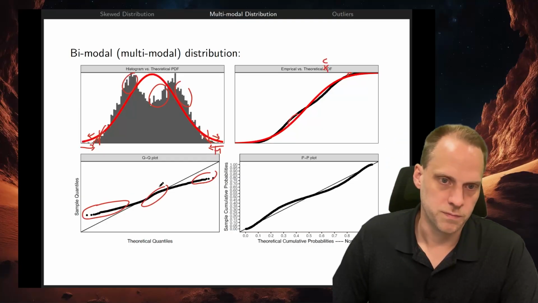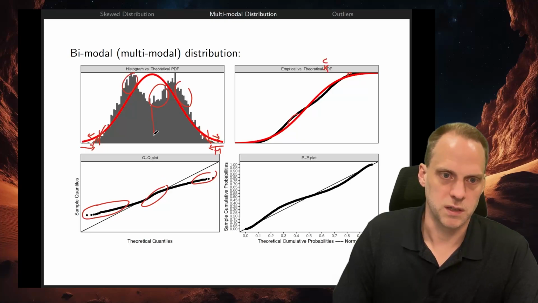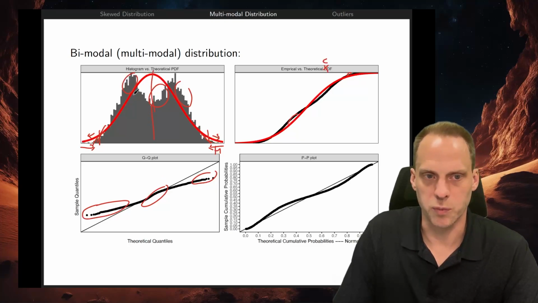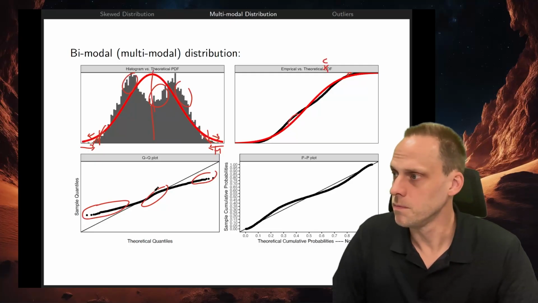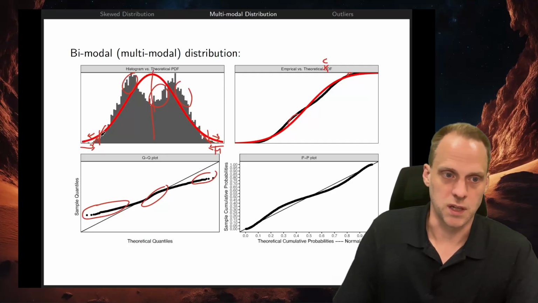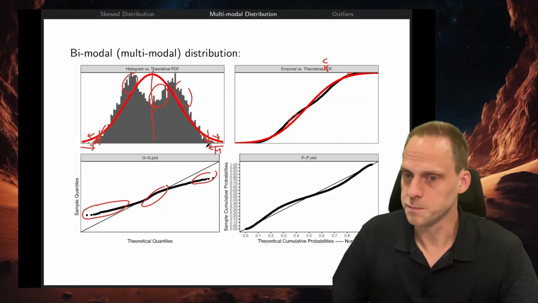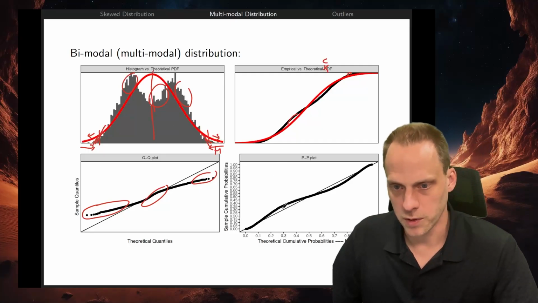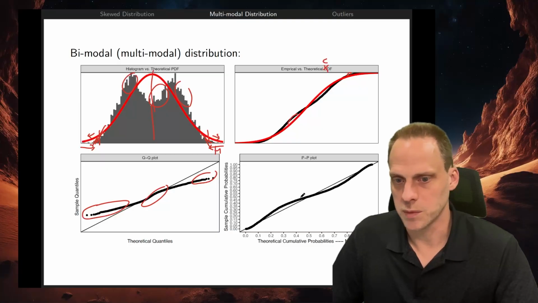In the middle, it actually looks okay. So basically, this value here, if we draw a line here, then indeed half the points are below this, half the points are above it. So that quantile is actually the same. So we don't really see the bimodality in this plot, but we see that here the distribution is not fitting. In the PP plot, we actually see the bimodality a bit more.